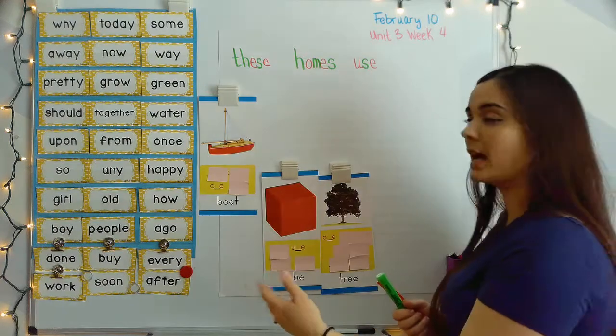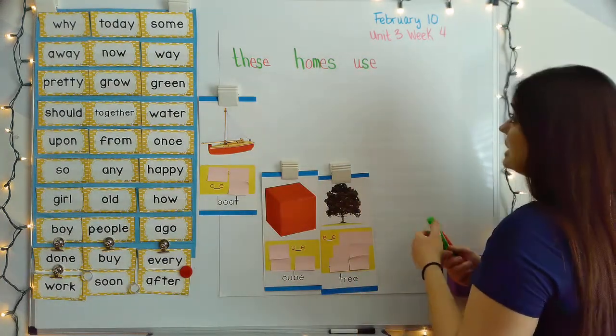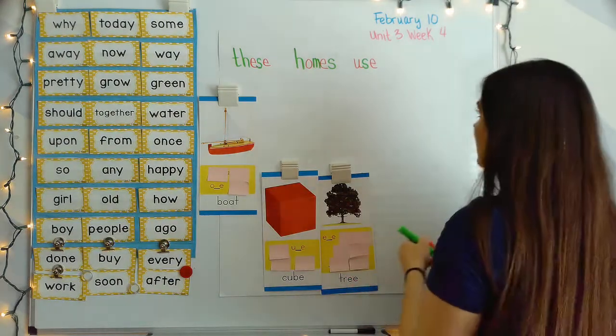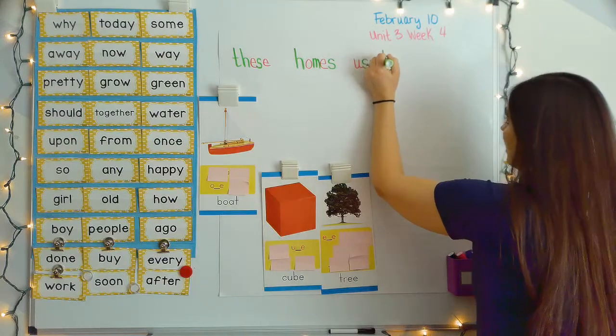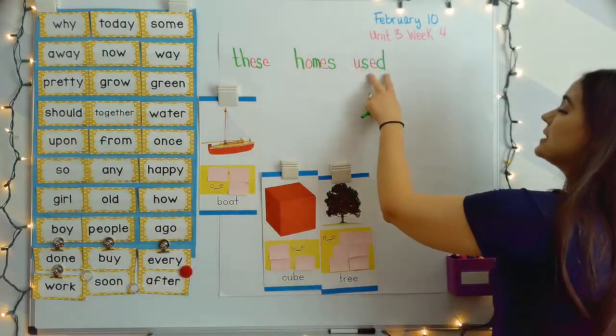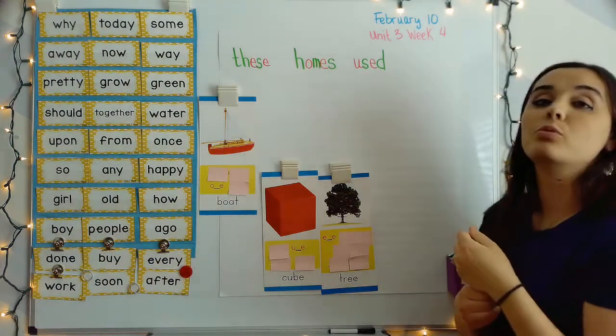And this word, use, is like you're going to use something. I'm going to use that pencil. Like it hasn't happened yet. But if the word was used, that means that it happened in the past. I already used that marker. I don't need the red marker because I already used it. Thank you for sharing your markers with me. Used, used.